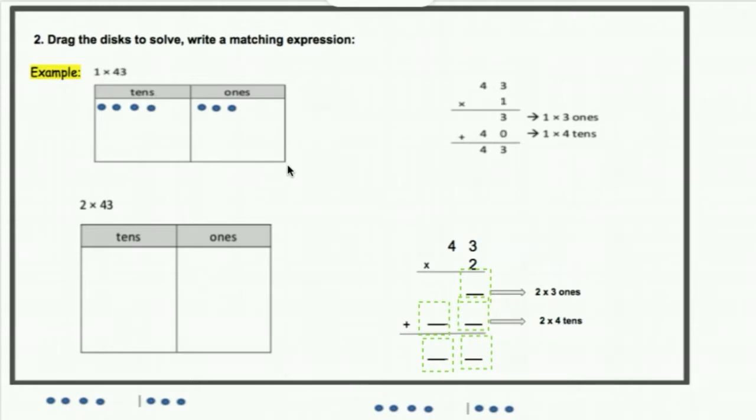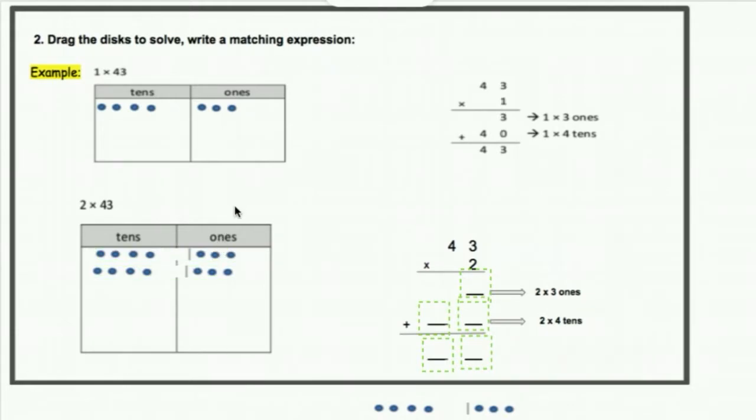So in our first problem, it says drag the discs to solve and then write a matching expression. We're going to write that matching expression using a partial product, but right now I want us to focus on our place value chart. How many groups of 43 am I going to be making in this problem? Yeah, two groups. And in the number 43, how many ones do I have and how many tens do I have? I have blank ones, I have blank tens. Fill in those blanks for me. Yes, I have three ones and I have 4 tens. And I know I'm making two groups of 3 ones, 4 tens. So there's my first group of 3 ones, 4 tens. Here's my second group of 3 ones, 4 tens.